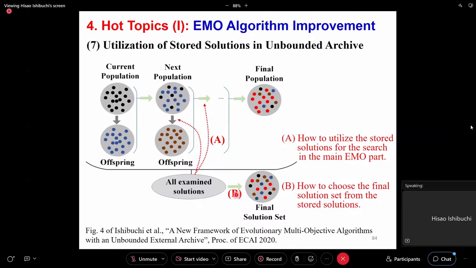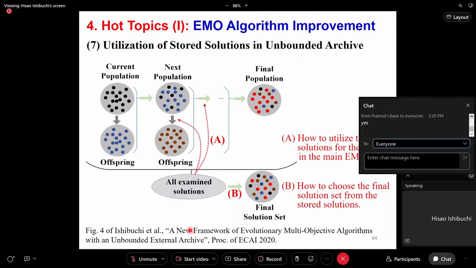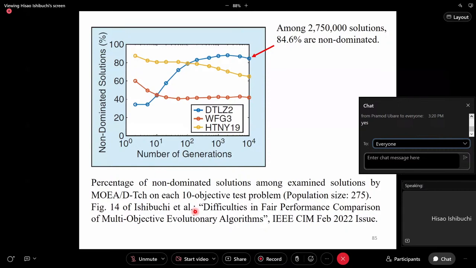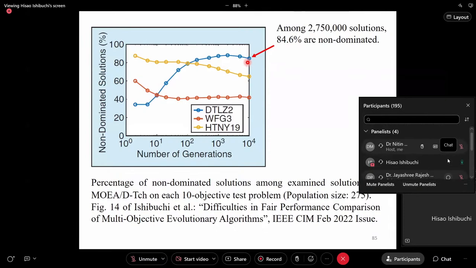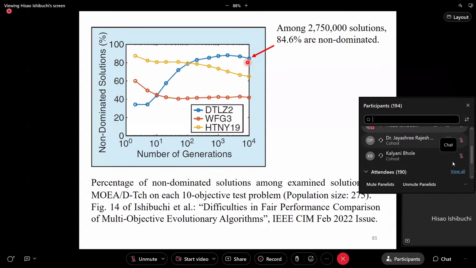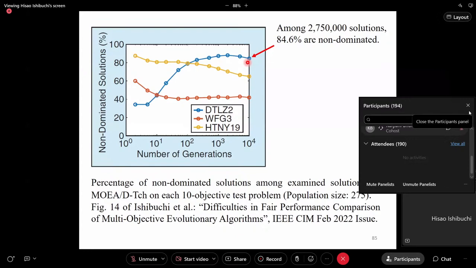And this framework can be used for the next hot topic, the combination of evolutionary optimization and machine learning. Because we have a lot of solutions here, those solutions can be used as training data in machine learning techniques. As I have already explained, during the search, we can obtain, in this case, 2 million non-dominated solutions. Using those 2 million non-dominated solutions, we can select the best subset. The best subset is clearly better than the final population. This is the idea of using the unbounded external archive to store all the examined solutions and select the best subset.